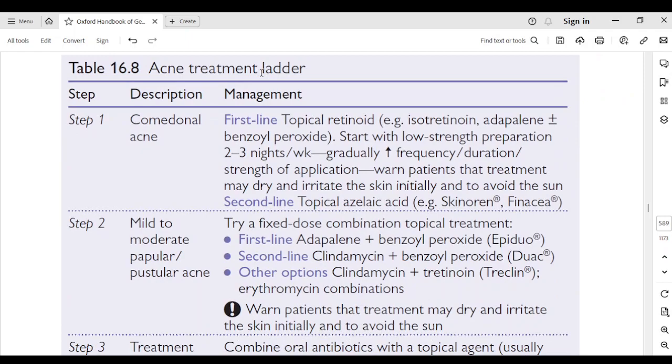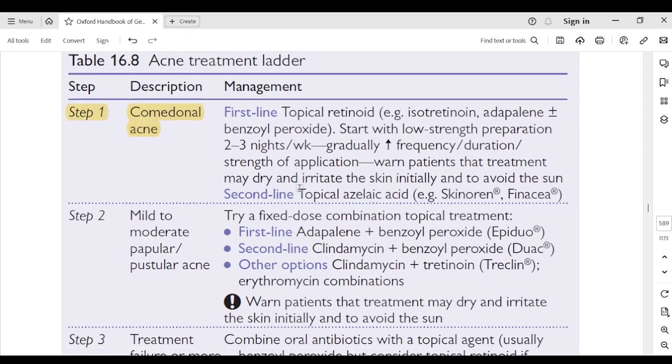Acne treatment ladder. This is stepwise treatment of acne. Step 1. Comedonal acne. First line: topical retinoid, isotretinoin, adapalene or benzyl, plus or minus benzoyl peroxide. So retinoid plus benzoyl peroxide.